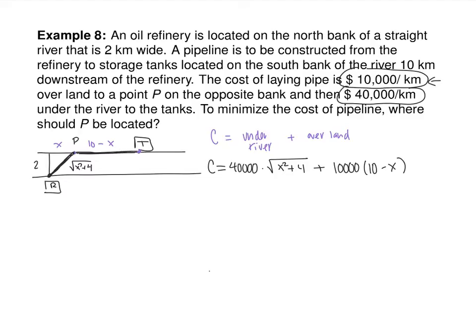And at least in this situation, it makes a bit more sense that yes, you want to find the actual best point as opposed to some guesstimate, because in this case, it's a lot of money. Okay, so let's go ahead and find the derivative. So it'll be 40,000 times a half x squared plus 4 to the negative half times 2x. And then I think it's just going to be minus 10,000.